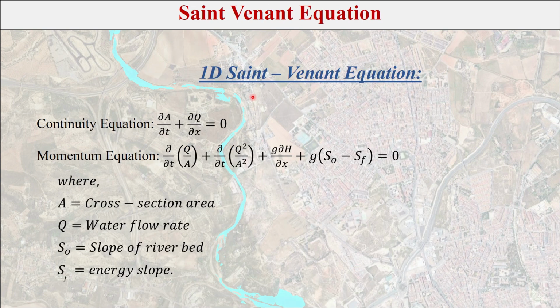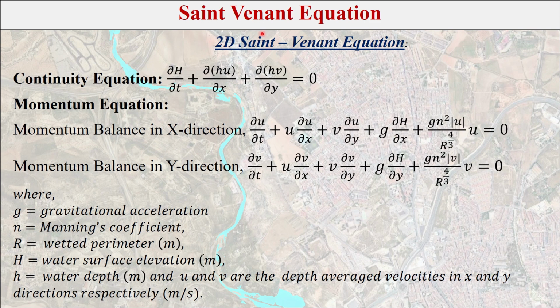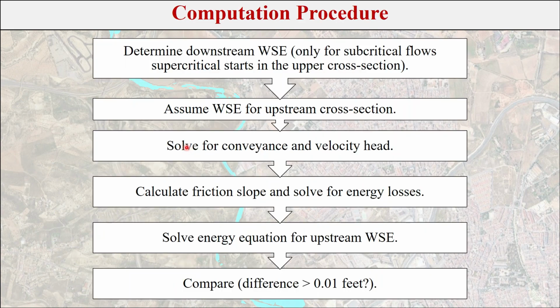In the Saint Venant equation, we divide this into two parts, for one-dimensional and for two-dimensional flow. For one-dimensional flow, we use this continuity equation and momentum equation, where all the required parameters are defined here. Similarly, for the 2D Saint Venant equation, we have this equation for continuity and momentum. By solving these equations, we can calculate the flow parameters.